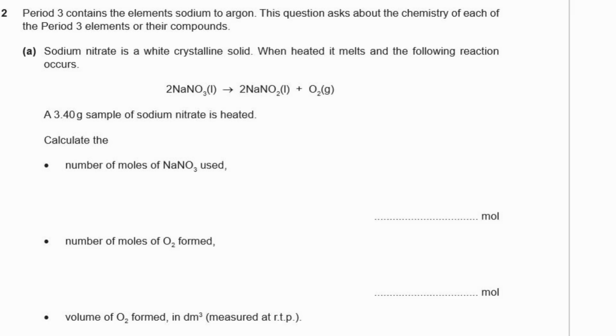Question 2. Period 3 contains the elements sodium to argon. This question asks about the chemistry of each of the period 3 elements or their compounds. A. Sodium nitrate is a white crystalline solid. When heated, it melts and the following reaction occurs. So we get sodium nitrate becomes a liquid because it's being heated, and that breaks down through decomposition to sodium nitrite, which is also a liquid, and oxygen gas. A 3.40 gram sample of sodium nitrate is heated.